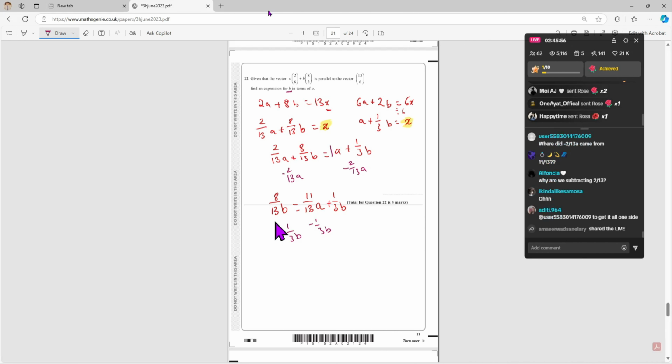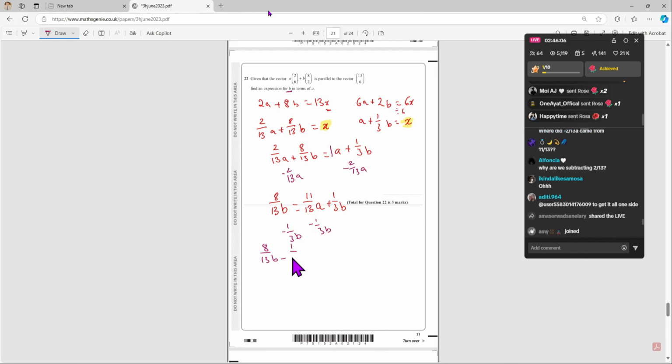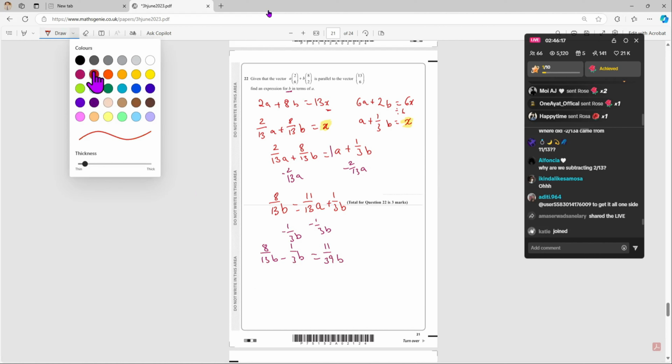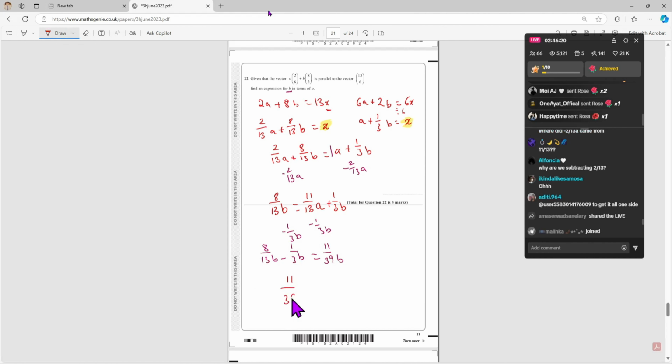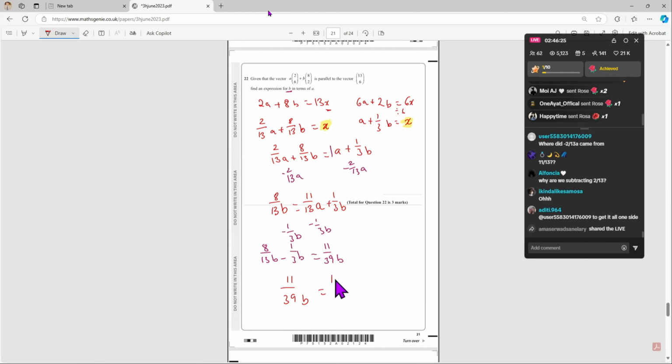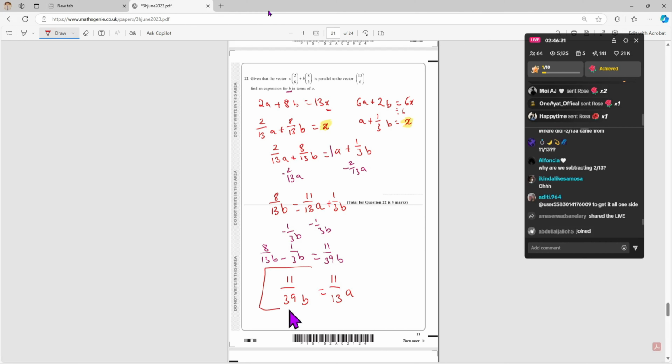So then, when you subtract 1/3 b, you get your common denominator, and when you subtract them, it's going to be 8 over 13b minus 1/3 b. That would just be 11 over 39b, okay? 11 over 39b. Now, when you put this together, you would get 11 over 39b is equal to 11 over 13a. So we got this, right? Now, you want to simplify this.